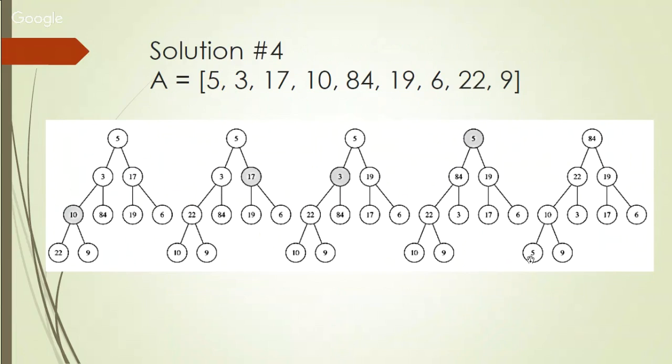As you can see, all the leaves are less in value compared to the parents. As you can see, the heap is sorted.